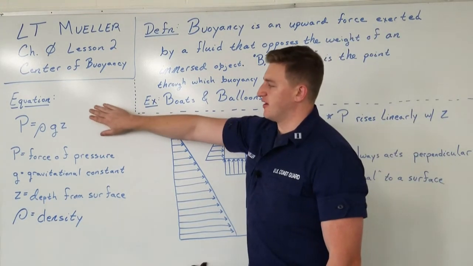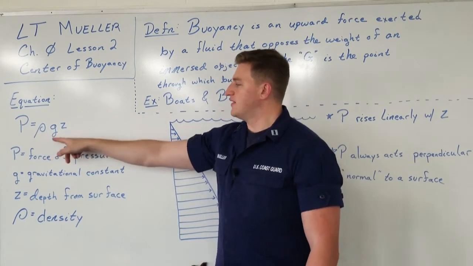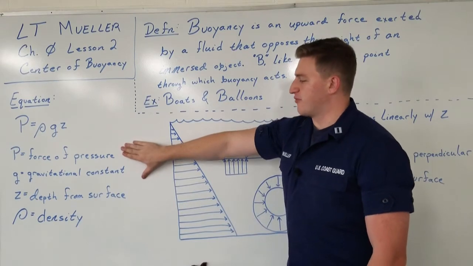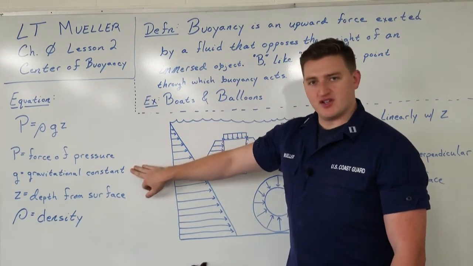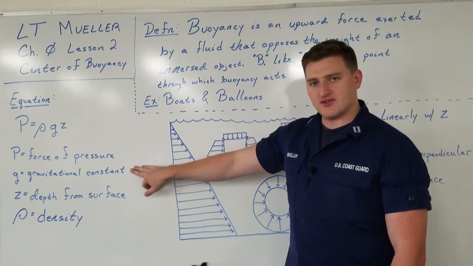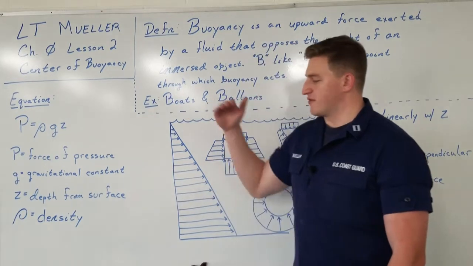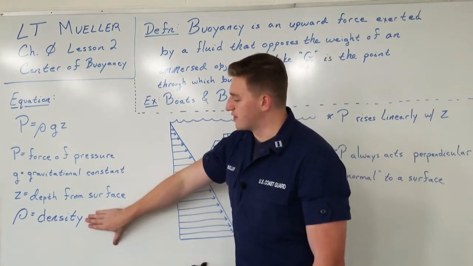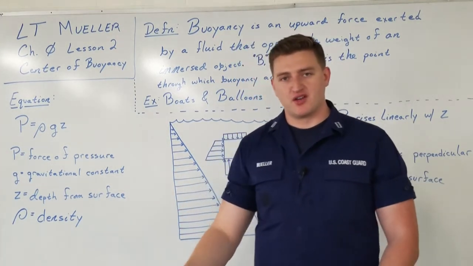So to the left of the screen, we have this equation here. P equals the Greek letter rho times G times Z. P is the force of pressure. G is the gravitational constant, which for English units will be 32.2, and for metric it'll be 9.81. Z is the depth from the surface, or the depth from where the pressure is zero. And then rho is going to be density. Density is measured in mass per unit volume, such as kilograms per meter cubed.